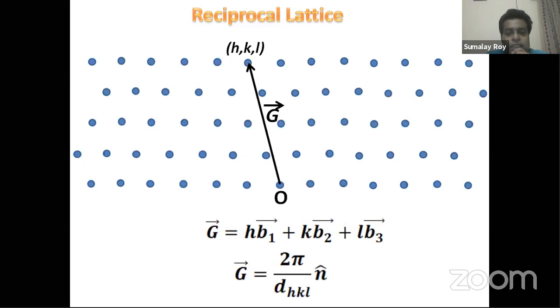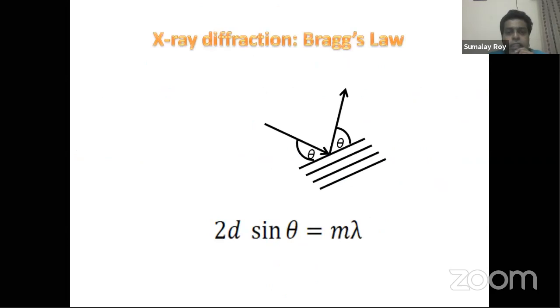And as we know, G is perpendicular to the plane which is defined by this point, HKL. That you must have known from your textbook, all textbooks discuss. You can prove this also. Now, this is the property of the reciprocal lattice, and let us come back to our X-ray diffraction problem, Bragg's law.